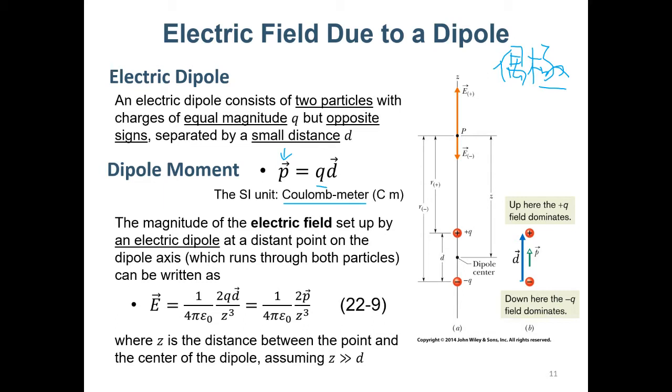So distance can be a vector. And in the next chapter, you'll know that area can also be a vector. But for now, you only consider the distance as a vector, so the electric dipole has a distance like this. This one is pointing upward. This is the direction of the electric dipole.